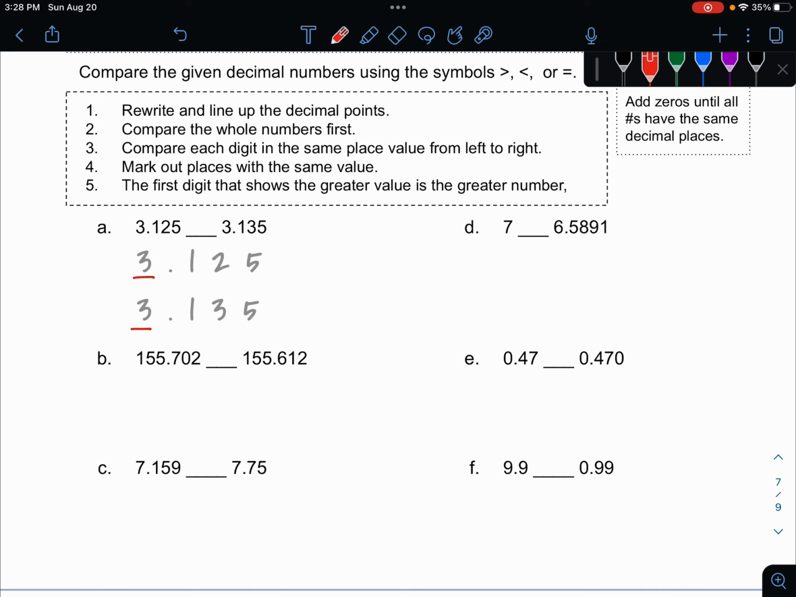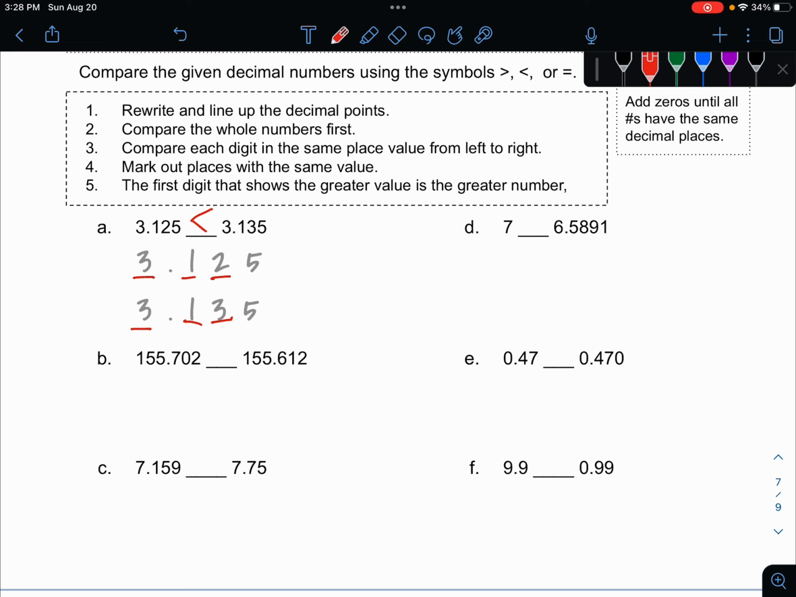Let's see. We've got 1 and 1. They are the same. Let's look at 2 and 3. These are different, so now we compare the values. 2 versus 3. We know that 3 is more than 2. So that means 3 and 135 thousandths is greater than 3 and 125 thousandths, right?